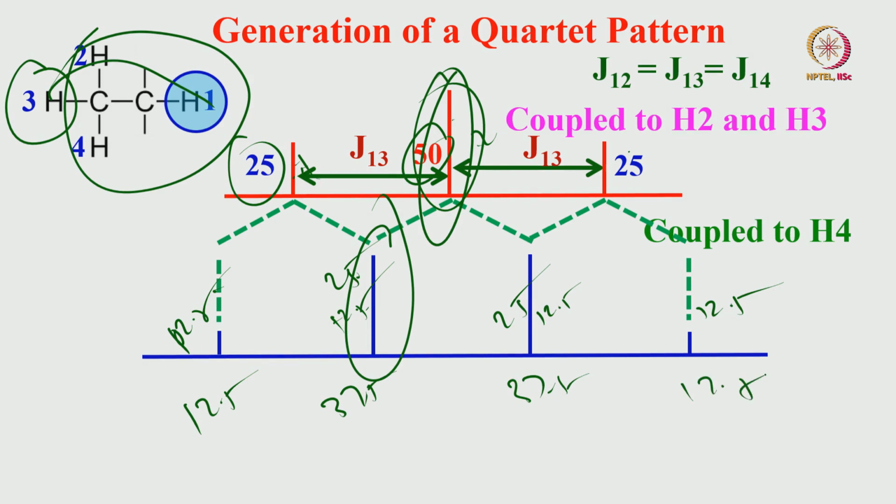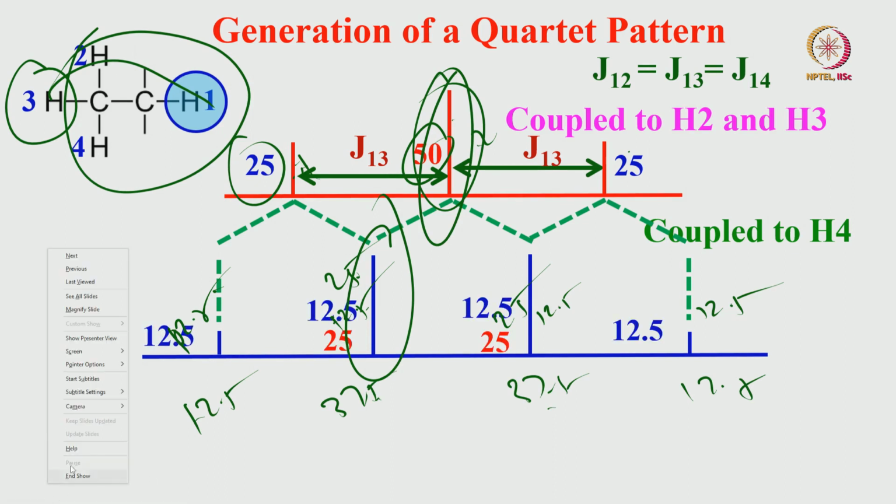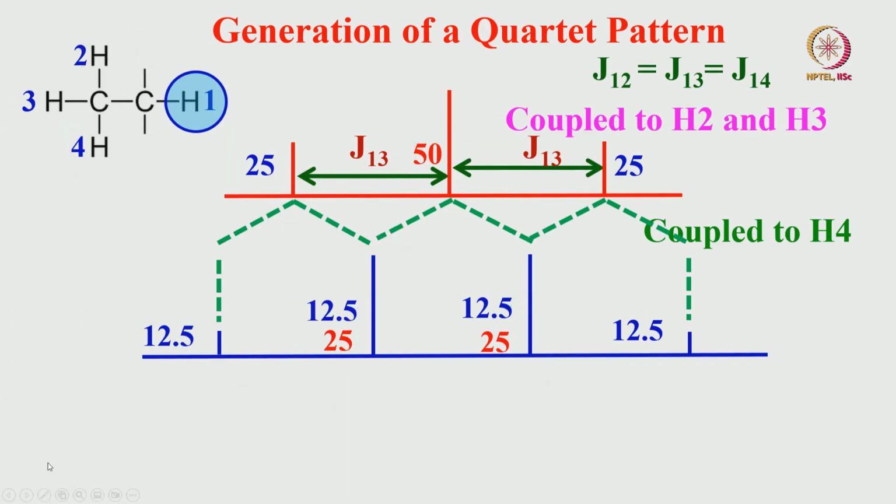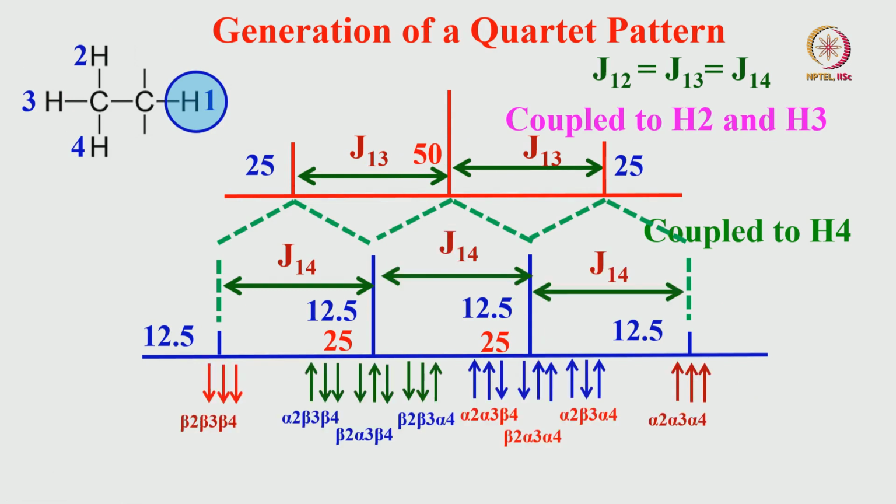What is the ratio now? 1:3:3:1. You got a quartet. This is the intensity pattern you are going to see. So in reality, these 4 lines are called a quartet, and this separation gives me J14 and J12. All are identical, it does not matter.